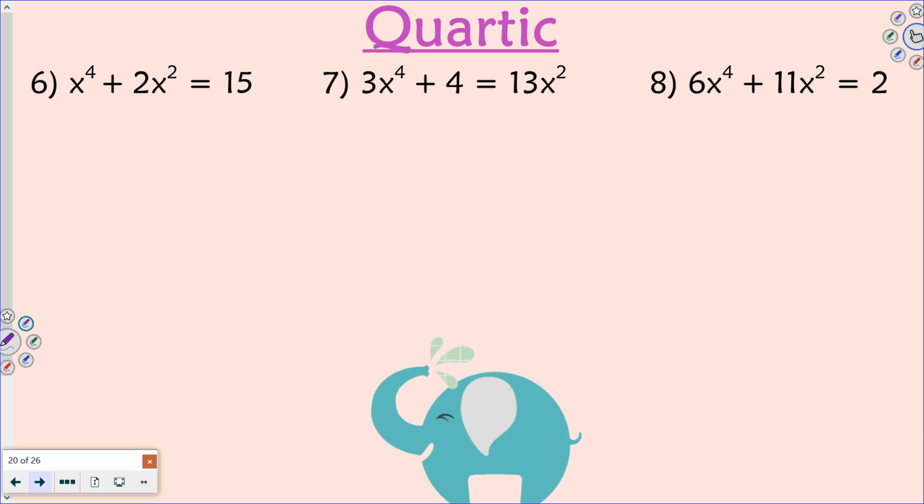All right. Jumping to the next type, where things change a little bit. So quartic. Number 6, first thing, always set equal to 0. So let's move the 15.